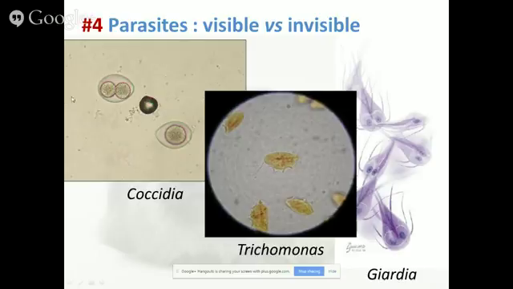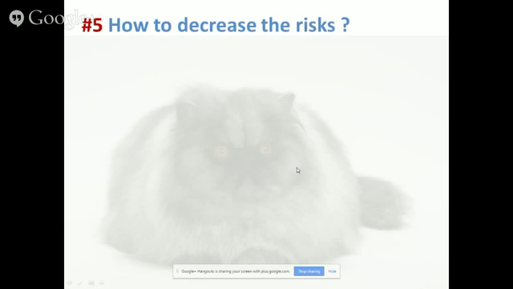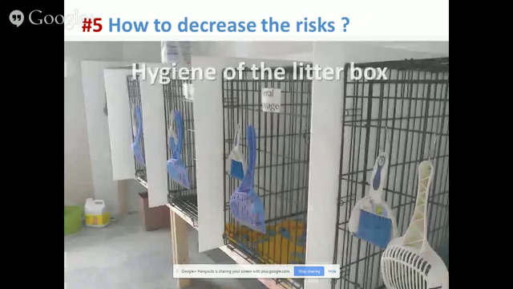Keep in mind that one difference from coccidia and giardia is that Trichomonas is not resistant in the environment. However, if you do not clean the litter box on a regular basis, if you have stools staying inside the litter box for several days, it can survive in the stool. It can survive in organic matter. So again, the hygiene of the litter box is really essential. And that comes back to what I was going to say.